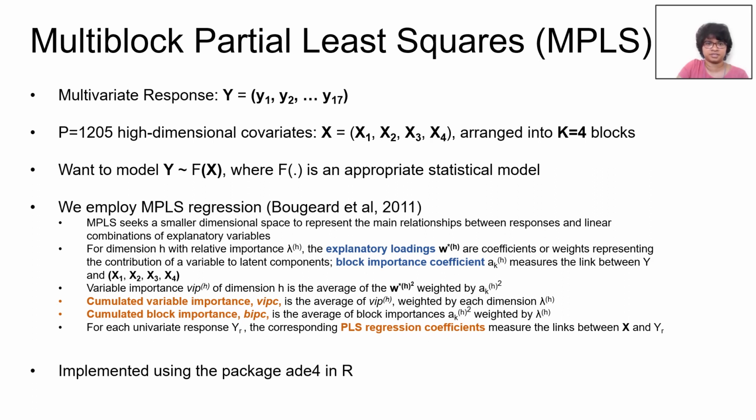One is BIPC for block importances, another is VIPC for overall variable importances, and PLS regression coefficients for variable importance specific to an antibiotic class. All of this could be obtained by using the package ade4 in R.